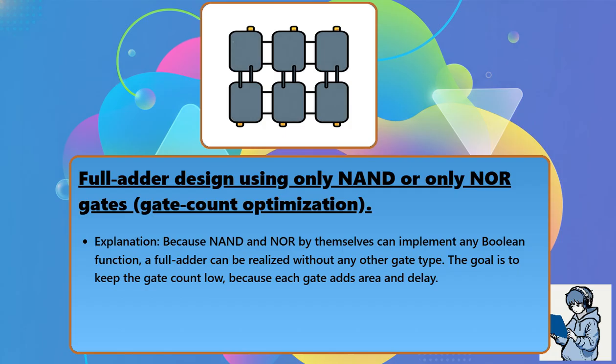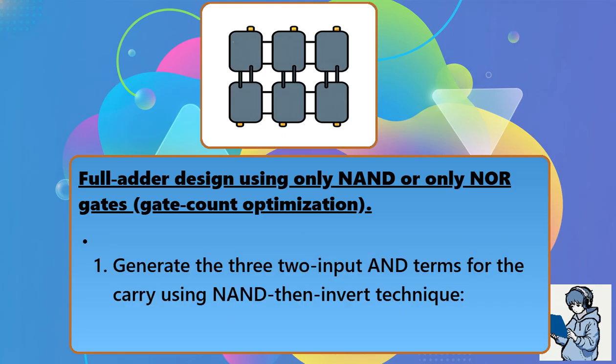Explanation: because NAND and NOR by themselves can implement any Boolean function, a full adder can be realized without any other gate type. The goal is to keep the gate count low because each gate adds area and delay. NAND only full adder, 8 NAND gates is common optimum. 1. Generate the 3 2-input AND terms for the carry using NAND, then invert technique. N1 equals A NAND B. Yield C1 equals not N1, second NAND with tied inputs.